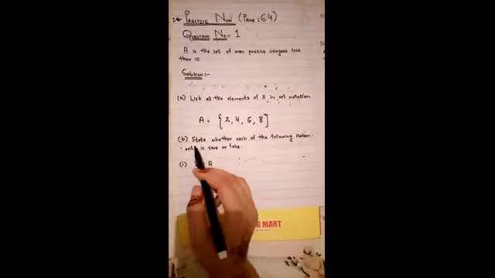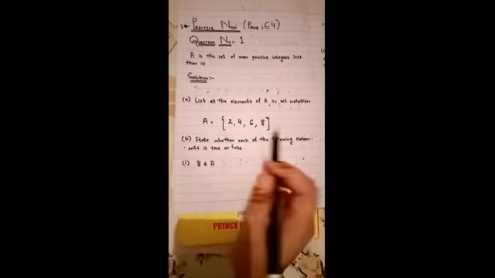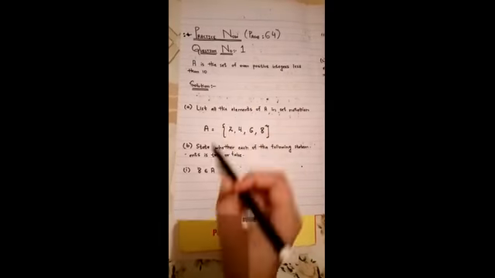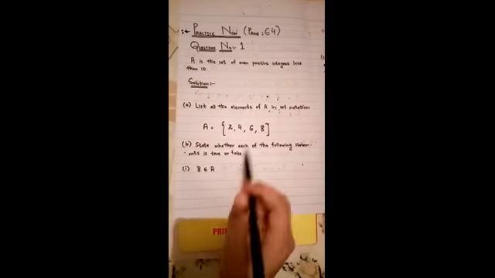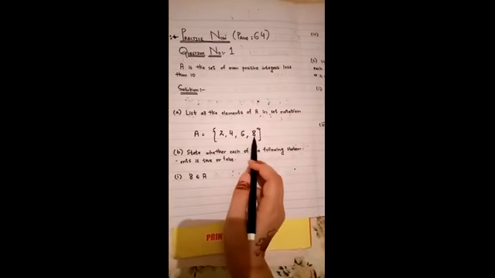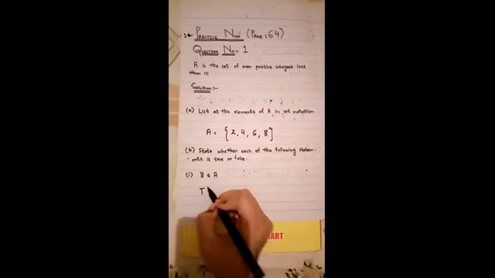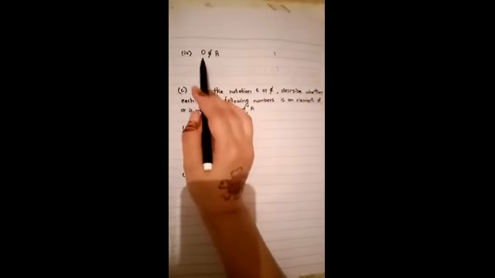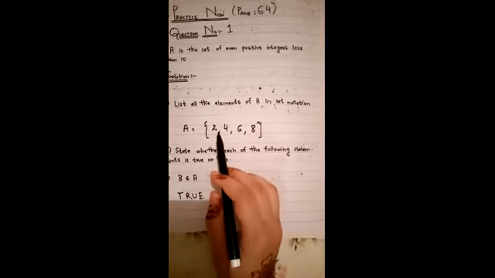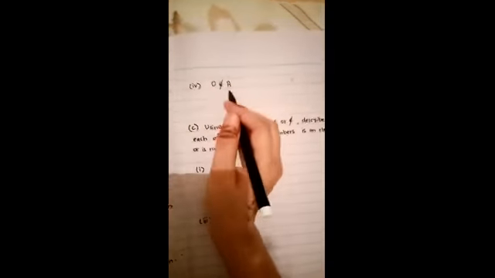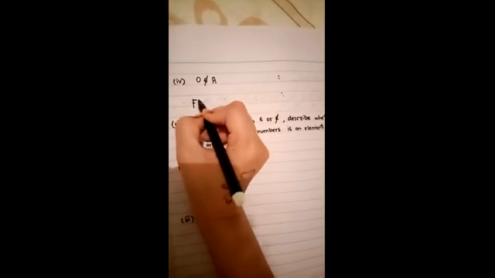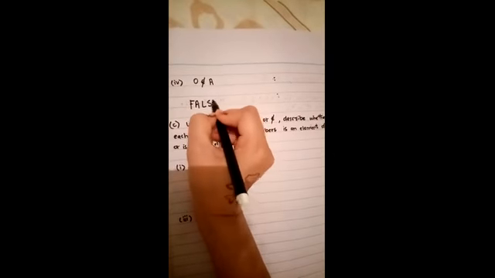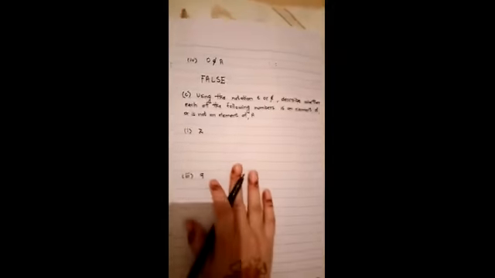The next one is: state whether each of the following statements is true or false, related to part A. 8 belongs to A. We can see that 8 is included in set A. So the answer is true. Now the next one is 0 belongs to A. We can see that 0 is not included in set A. So the answer is false, because 0 is not present in set A. It is not a positive even number.